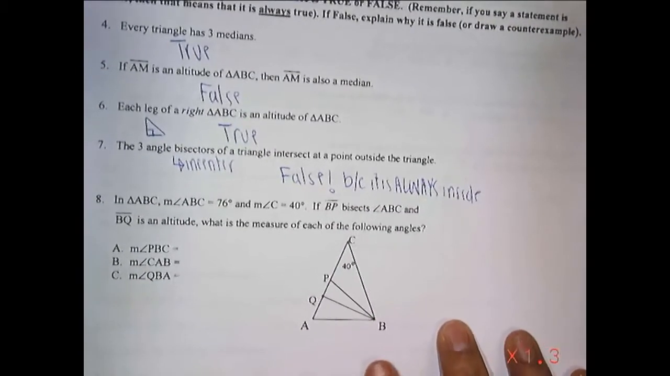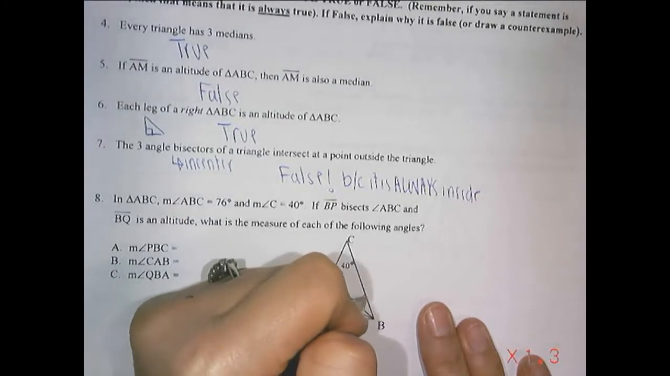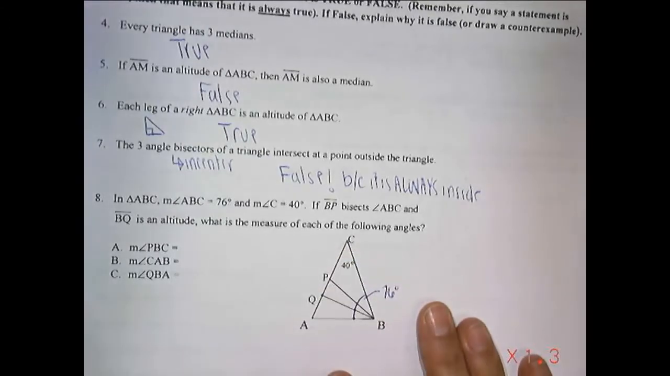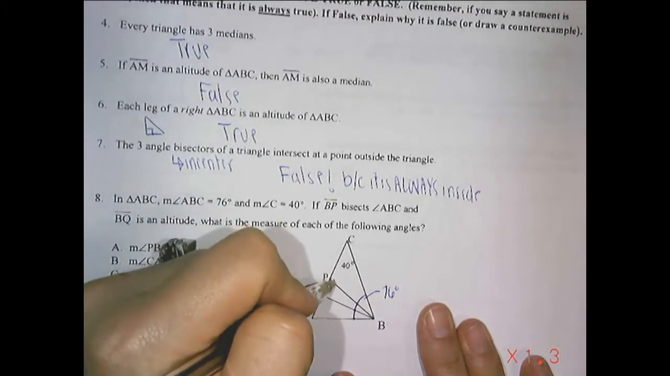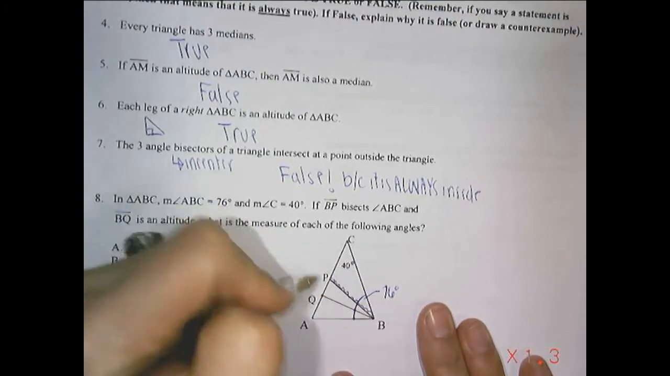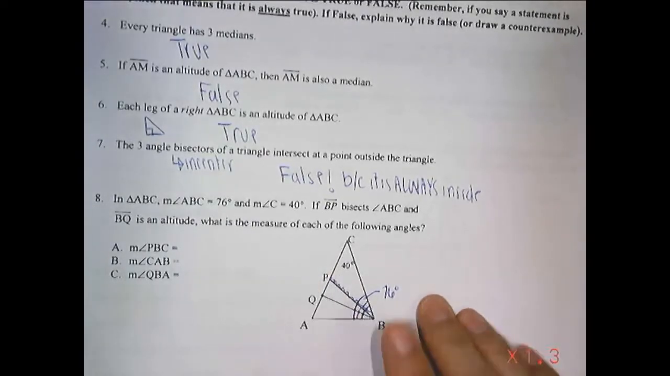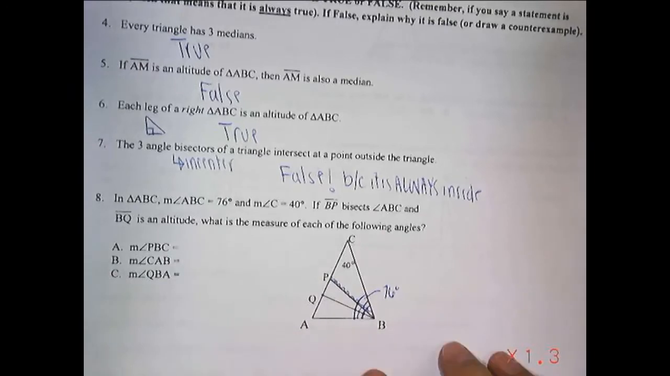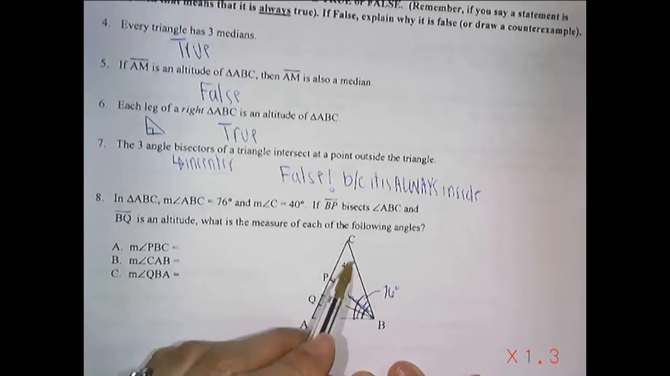Okay, so let's look down here. What it tells us first is that angle ABC, this entire angle here, is 76 degrees. The measure of angle C is 40, and that's written here. BP bisects these angles here. It also tells us that BQ is the altitude. The first thing it asks us to find is angle PBC, which is right here.